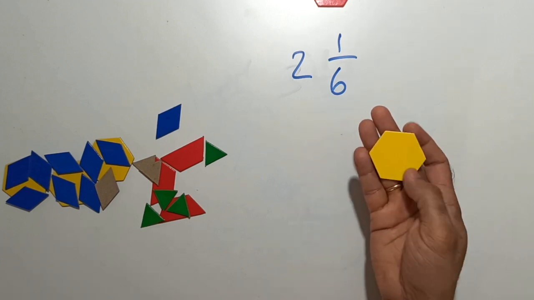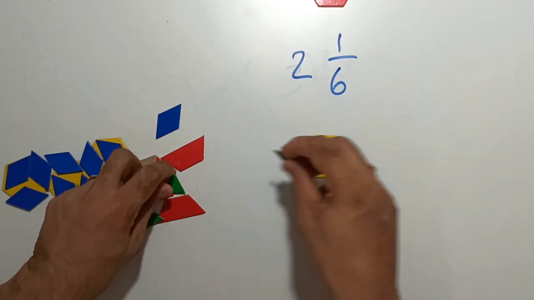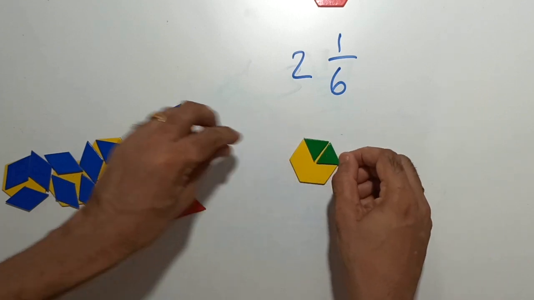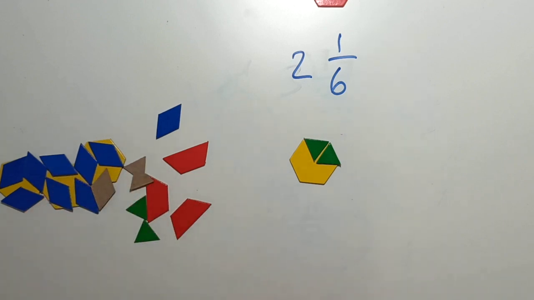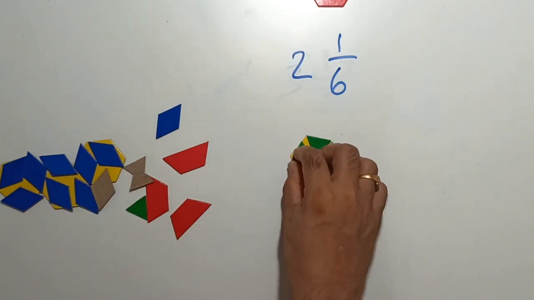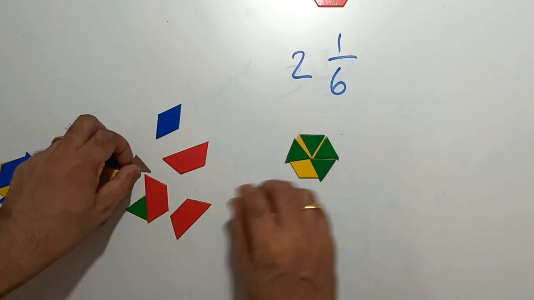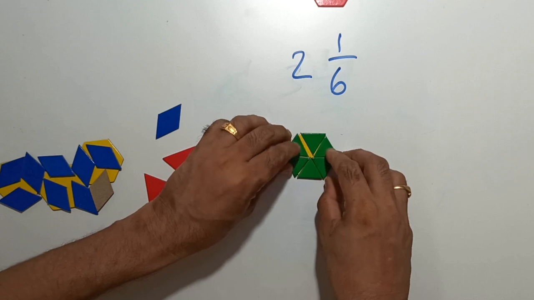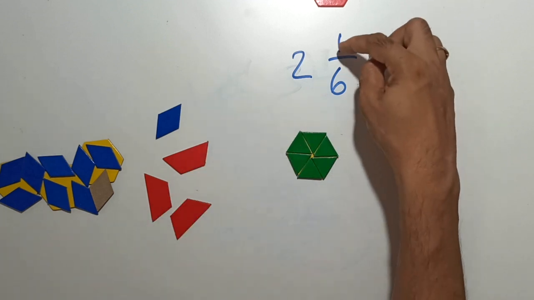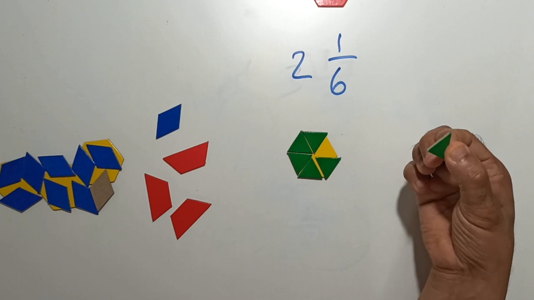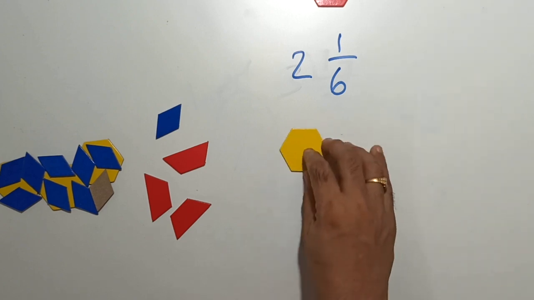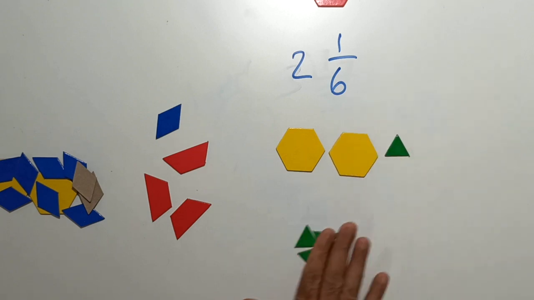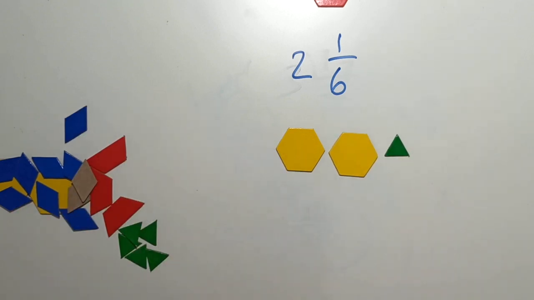So we are just using this. If I have this as a whole, I can have 6 such pieces forming the whole. So if I arrange 6 such pieces forming the whole, right? If I arrange it like this, I'll get this whole back. So if I want to represent 1 by 6, I need to use these green pieces, right? And what does it say? It's got 2 wholes. So I take 2 yellow pieces and then 1 by 6. So that's the representation of 2 and 1 by 6.